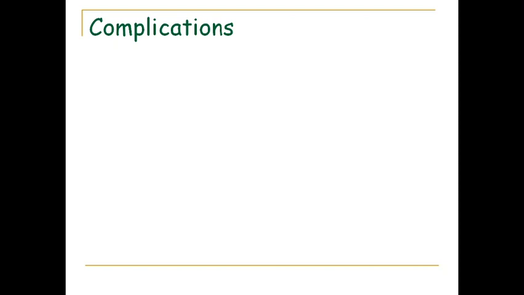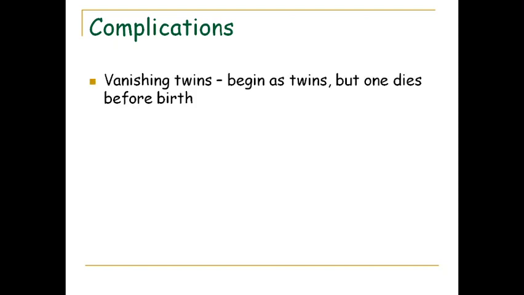So this is the interesting part of twins, the complications. A vanishing twin is when you have two embryos that form, but one of them dies before birth, so it isn't actually born. And sometimes if this occurs, one of those embryos dies so early that it dies before the first ultrasound, and the parents never even knew that they had twins. And I'm sure this happens way more often than we think.